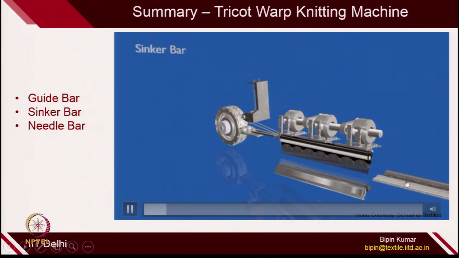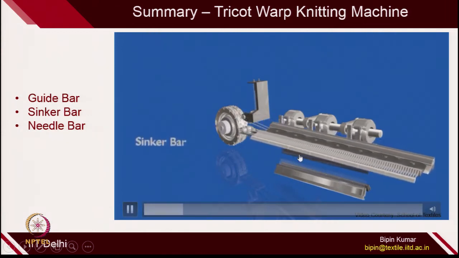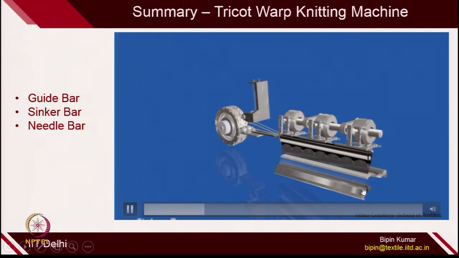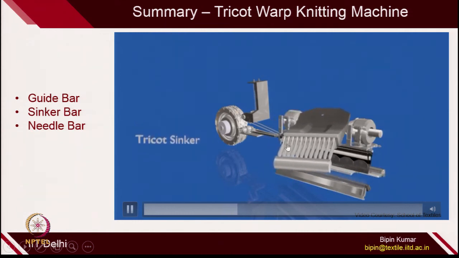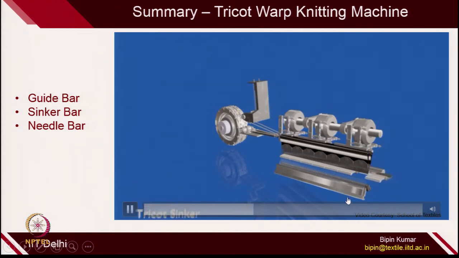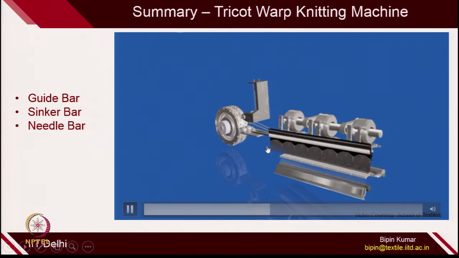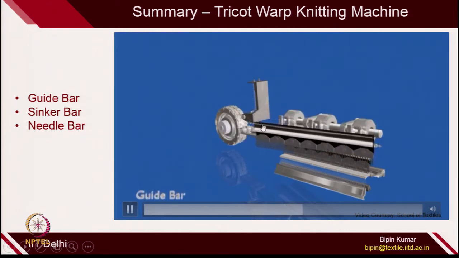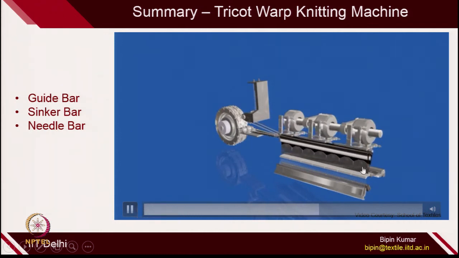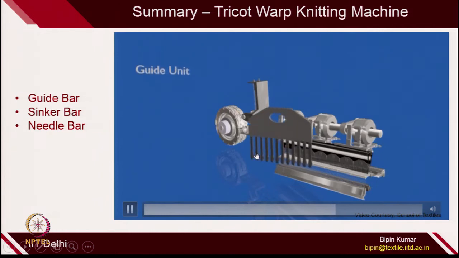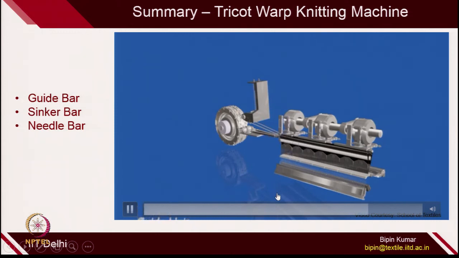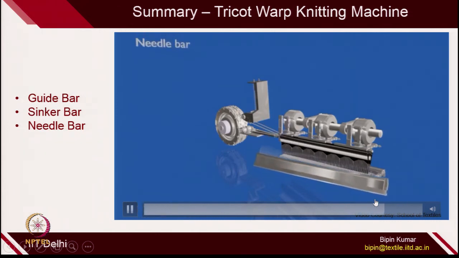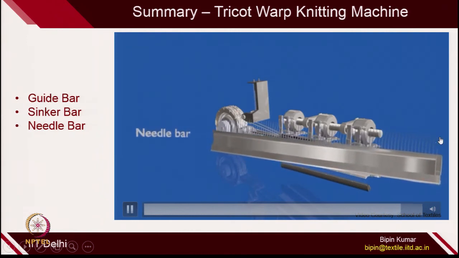So, this is the entire sinker bar, and the sinker bar is carrying sinker blocks. You can see this is one block of the sinker, and in each of these blocks individual sinkers are placed. Similarly, you have the entire guide bar. This is the entire bigger rod, and on this rod individual guide blocks are placed. This is one block of guides and you can see multiple guides here. Each guide will be carrying one yarn. Similarly, you have the needle bar where needles are placed along the row.